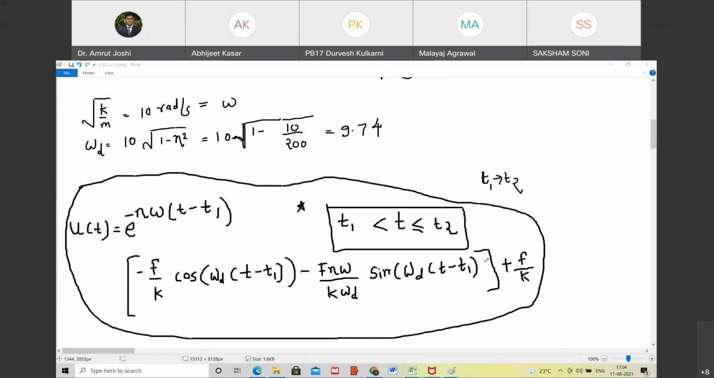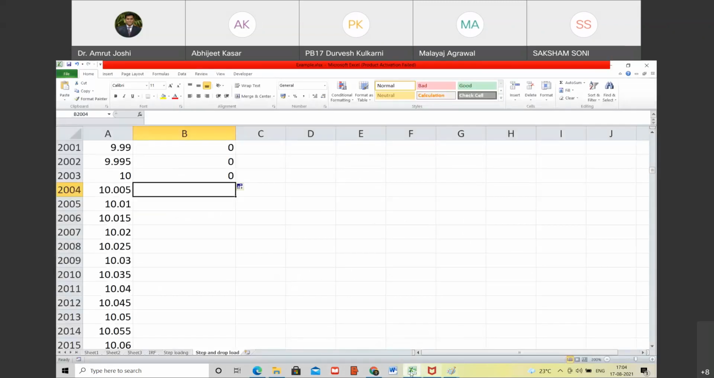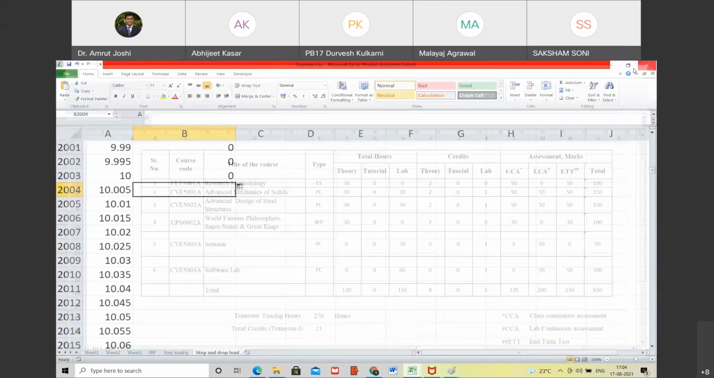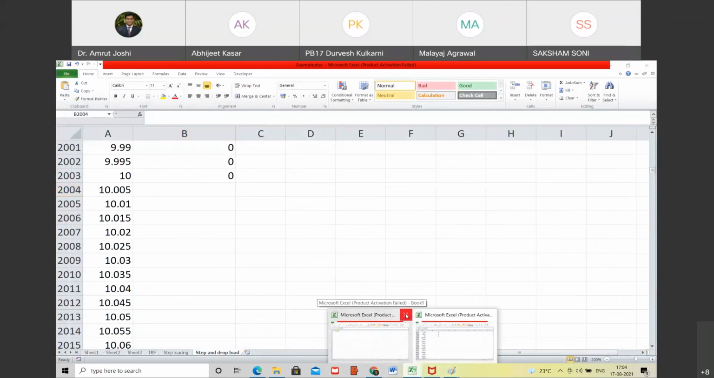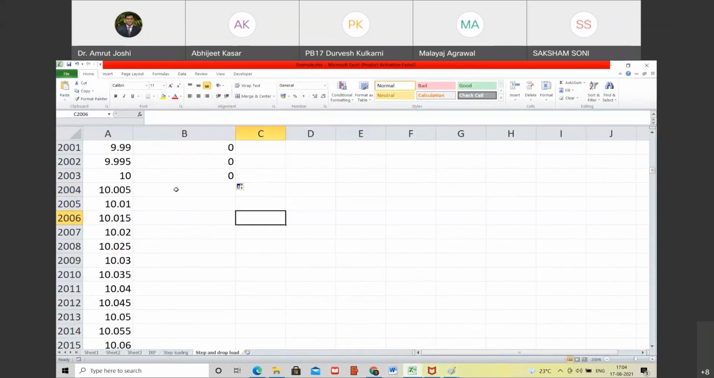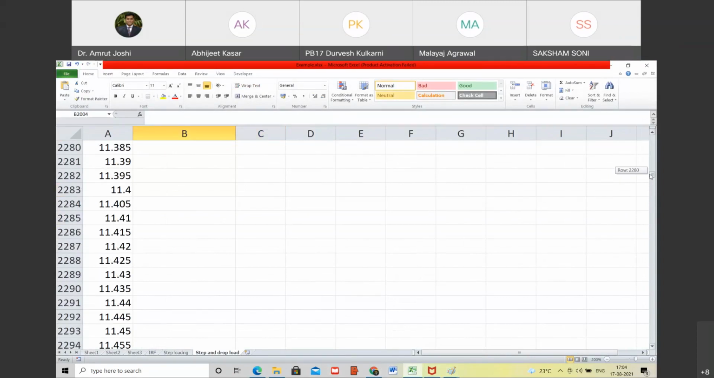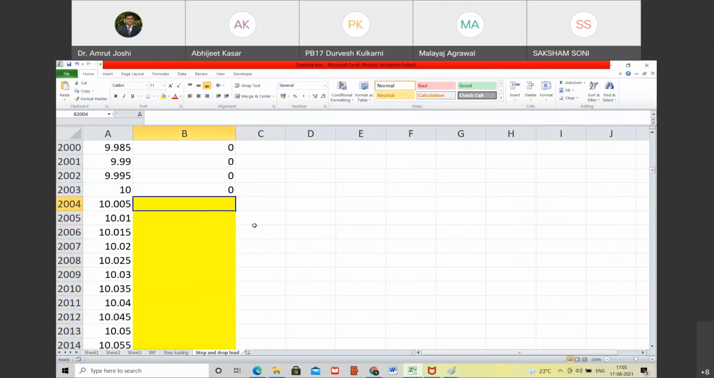Yeah. And T1 to T2, let me write down the response here. Just give me a second. So T1 to T2. In the first case, what is the value of T1? 10. And what is the value of T2? 11. So first let me mark those cells up to 11 seconds. Let me mark that point. Up to this, I am going to have one equation for the response.